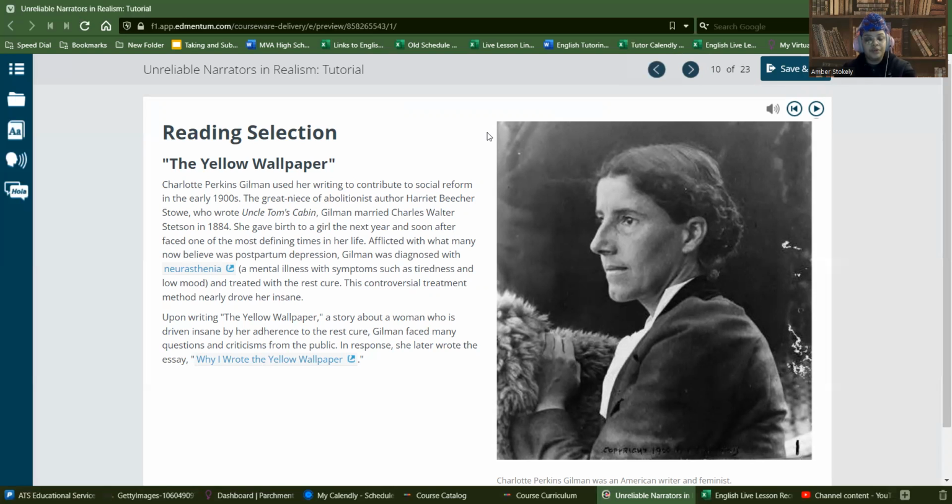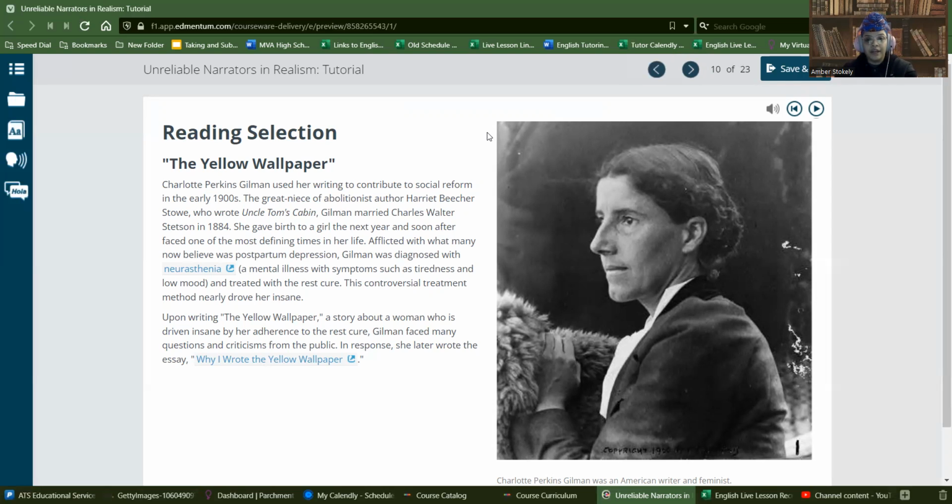And she was treated with something called rest cure. So rest cure is a specific type of treatment where they basically made you stay inside all the time. You couldn't do anything for yourself. You weren't allowed to go anywhere or do anything, move around or anything. And it's been proven today that those sort of things actually make mental health worse. And at the time that she was alive, she has said that it nearly drove her insane.